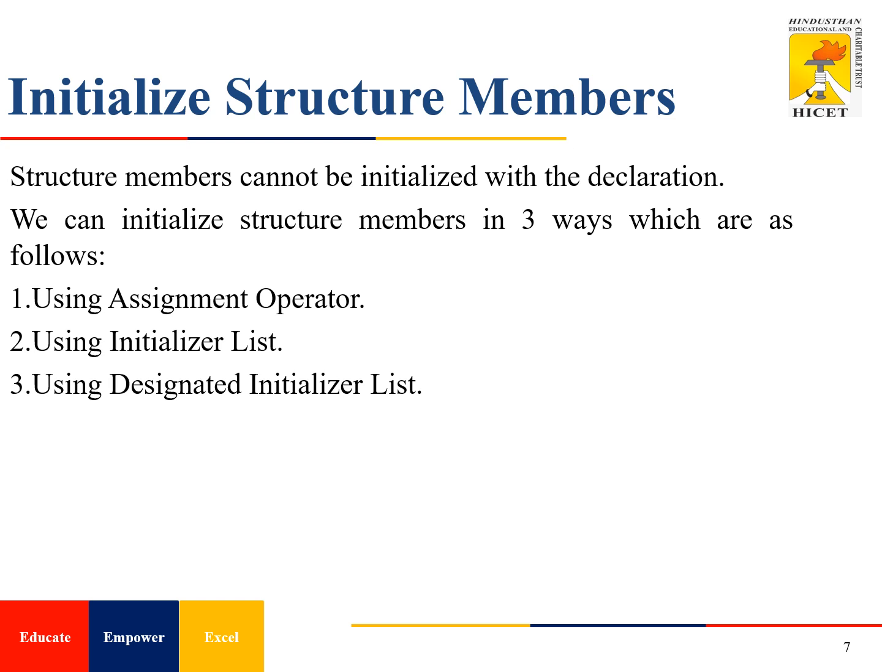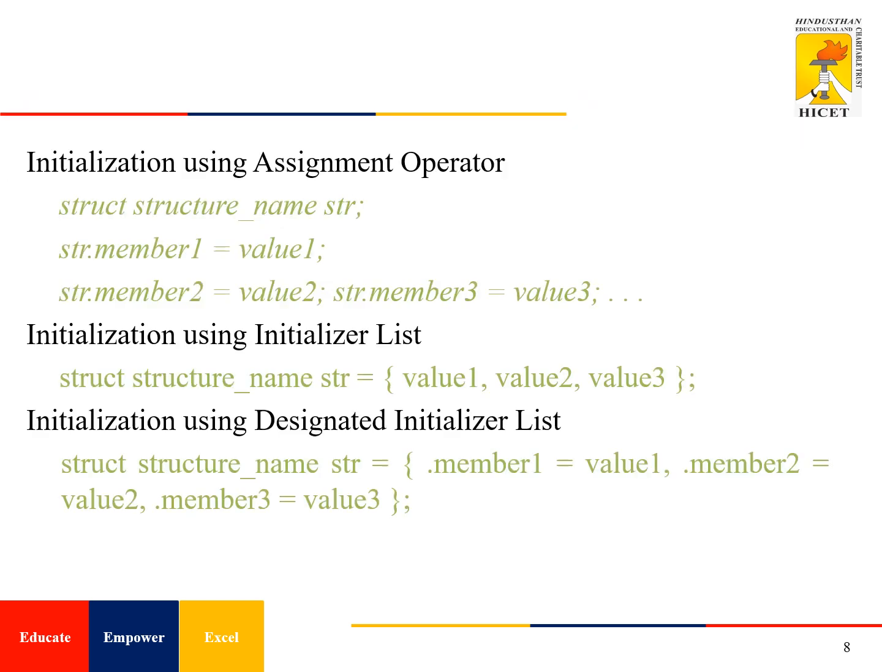You can't initialize the structure members with the structure declaration. So we can initialize structure members in three ways: using the assignment operator, using an initializer list, and using a designated initializer list. These are the syntax for the various initializations of structure members.